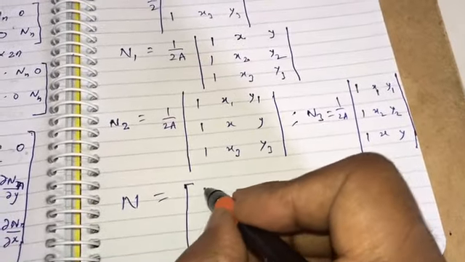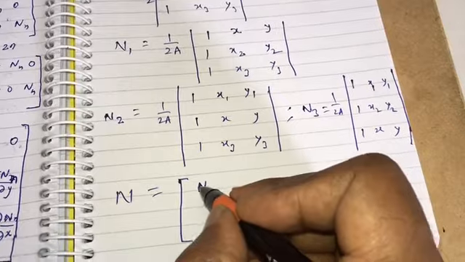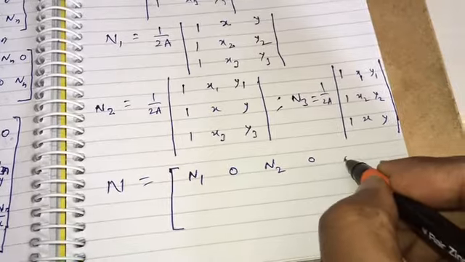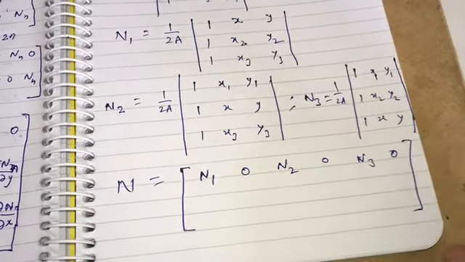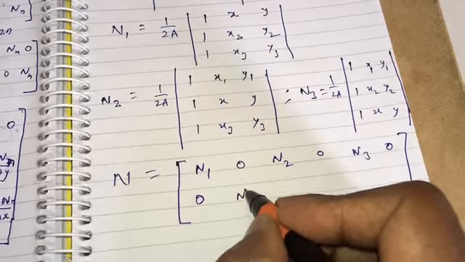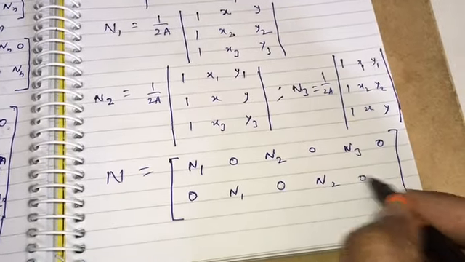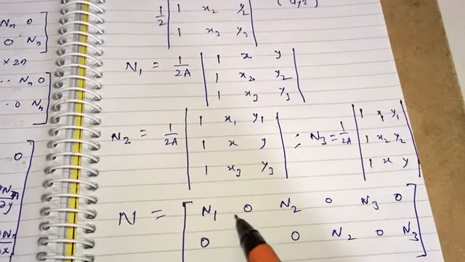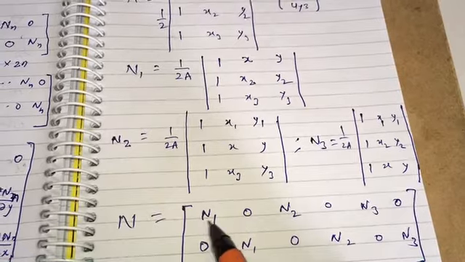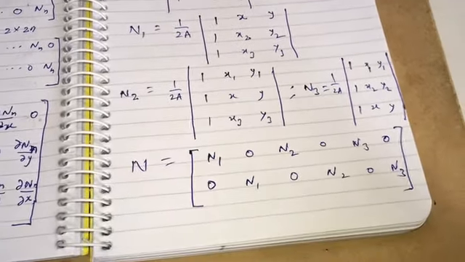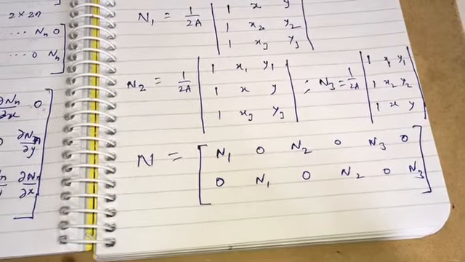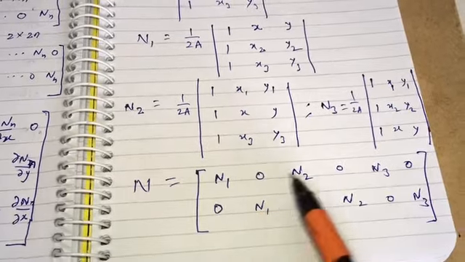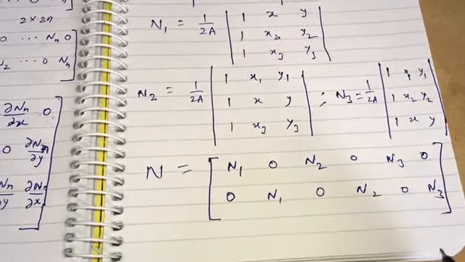So here we can write N equal to N1 0, N2 0, N3 0, and then the second row will be 0 N1 0 N2 0 N3. Since this is a three-noded element, we have 3 times 2, 6 columns here, so a 2 by 6 matrix. And now B will accordingly be a 3 by 6 matrix, and we will see on the next page.